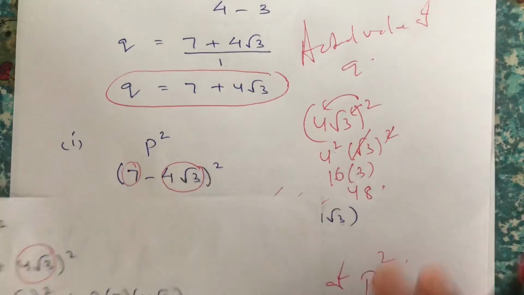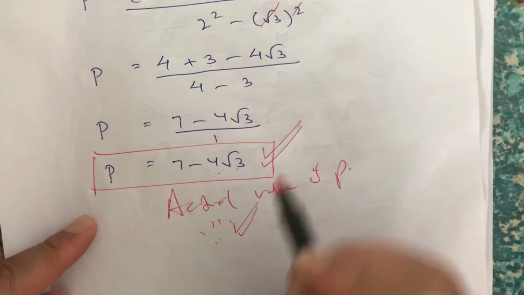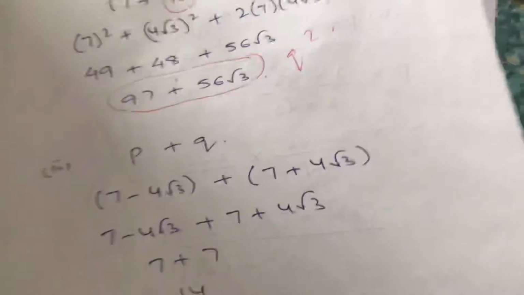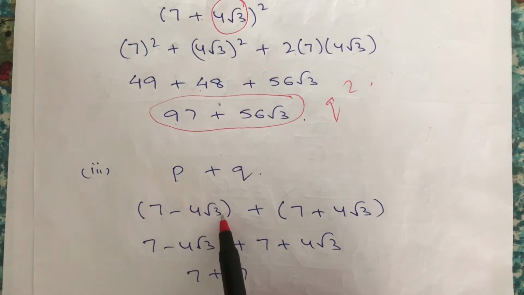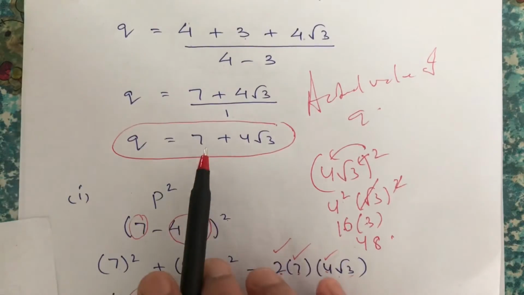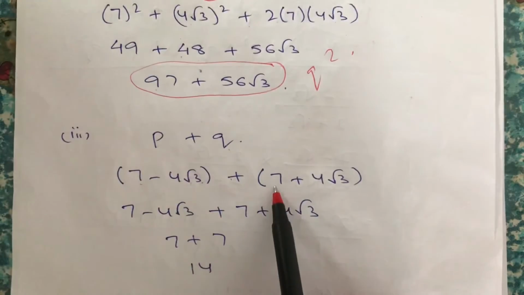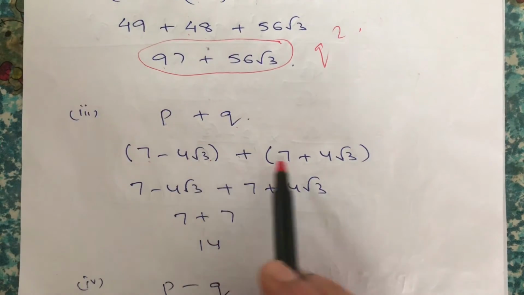Okay. Now the third question over here says find p plus q. Now we've already got p's answer as 7 minus 4 root 3. So for p, we put 7 minus 4 root 3 in a bracket, plus q. What have we got as the new value of q? We have got 7 plus 4 root 3. So these are the two answers that I'll use over here. So p is this much plus q is this much.